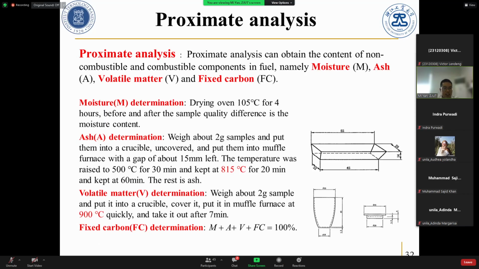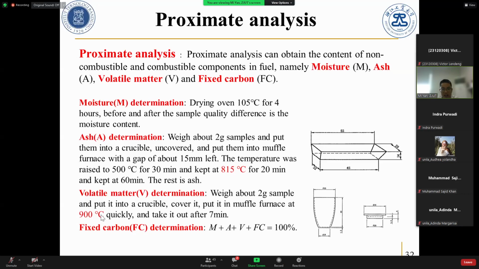The proximate analysis includes moisture, ash, volatile matter, and fixed carbon. For moisture, it's easy, right? You just dry it and calculate the mass difference before and after, which gives the moisture content. Ash determination is also easy. Just use a temperature of 815 centigrade for 20 minutes or longer, depending on your standard. Actually, you can watch. And volatile matter is also the same, just the temperature is 900 centigrade.